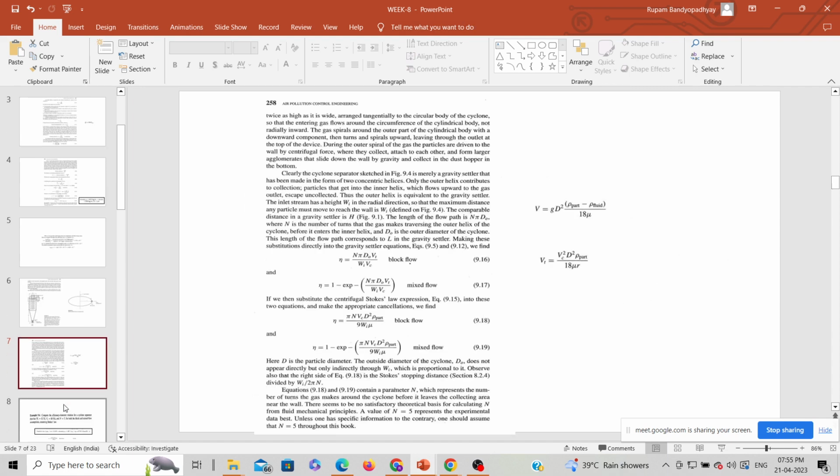These are the equations to calculate the efficiency: eta equals 1 minus exponential of pi N into Vc, where N is the number of turns. If this type of question comes, the number of turns will be mentioned. d is the average size of the particle, rho particle is the density, and Wi is the width of the inlet. So these are the equations.